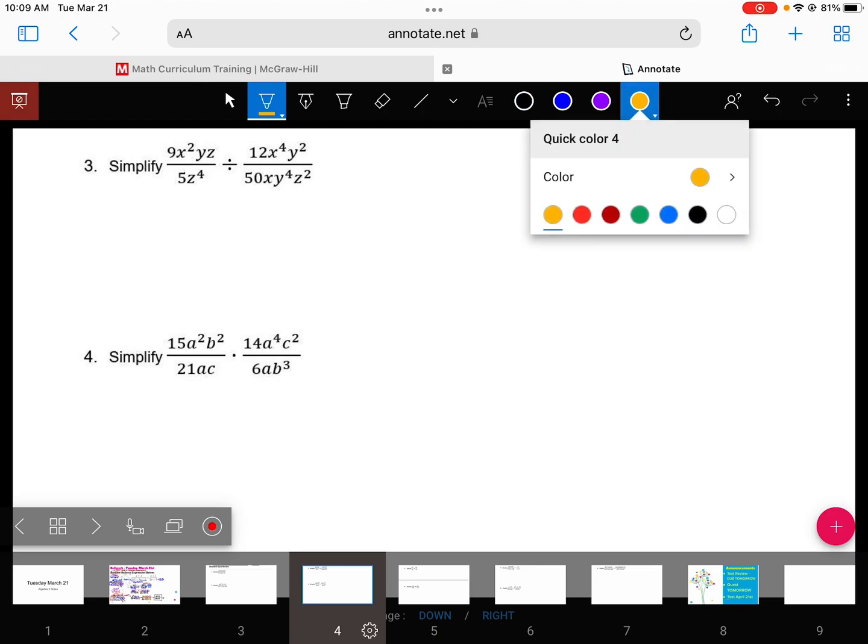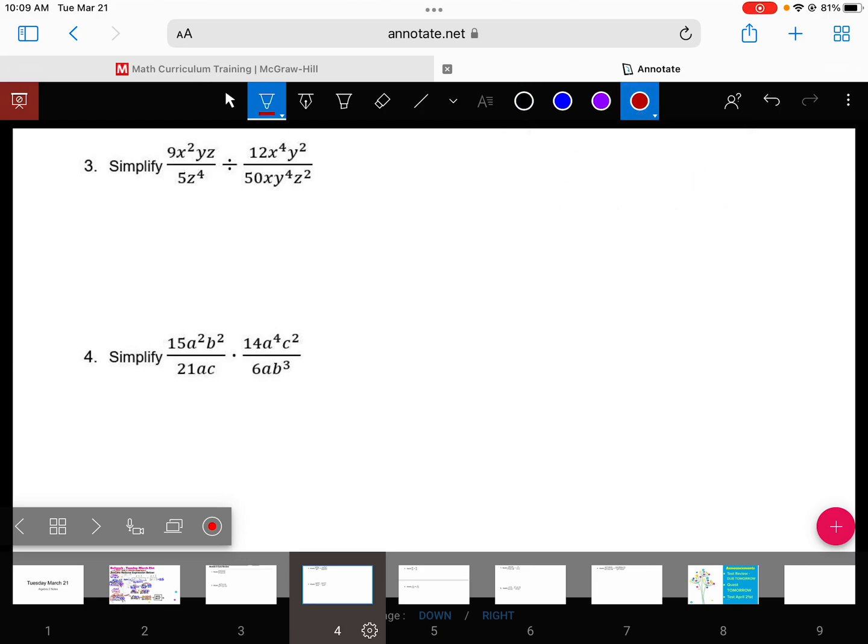What's going on between these two fractions? Division. What do we do when we're dividing fractions?